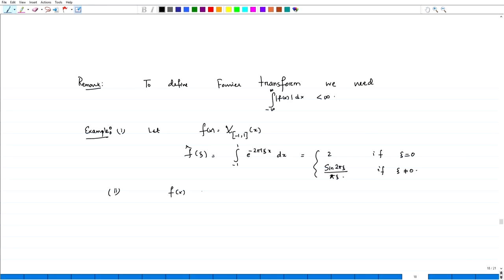Then the second thing, let us try to do it for a continuous function. Let f of x equal 1 minus mod x if mod x is less than or equal to 1, and 0 otherwise. This is a continuous function, because the graph has value 1 at 0 and 0 at minus 1 and 1. Now if we compute f hat of xi, the function is supported on minus 1 to 1, so the rest of the integral is going to vanish. This is what we need to compute.